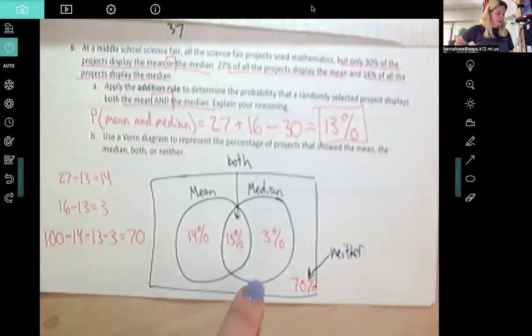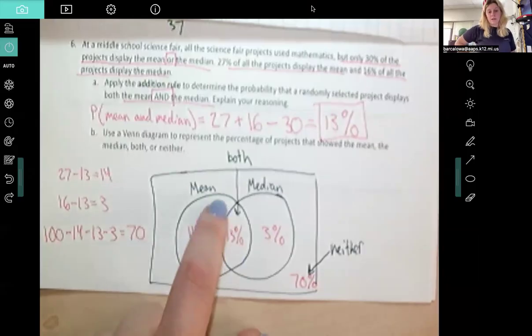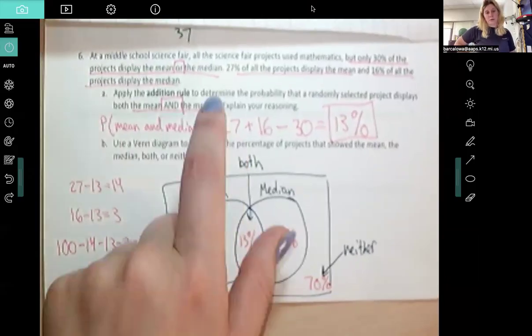Okay, this is not automatically 27 here. This whole circle needs to add up to the 27.